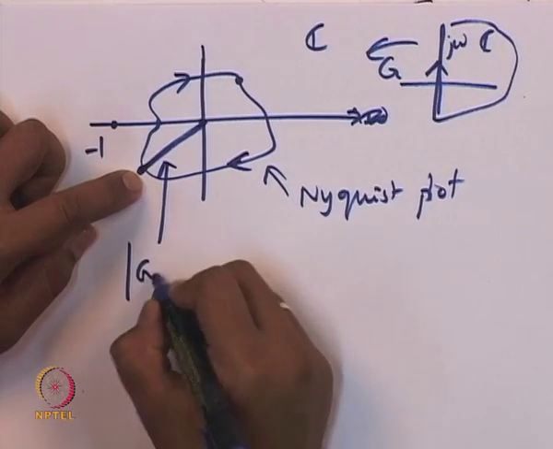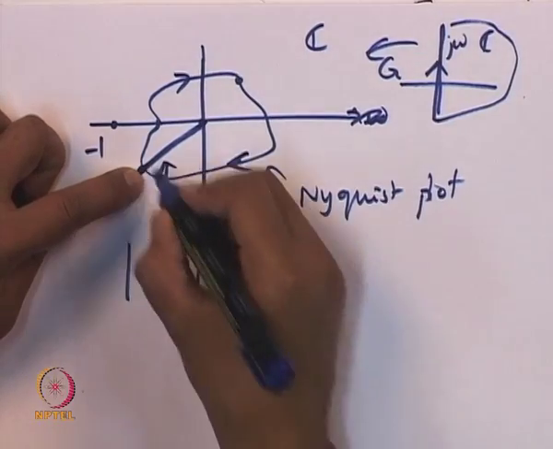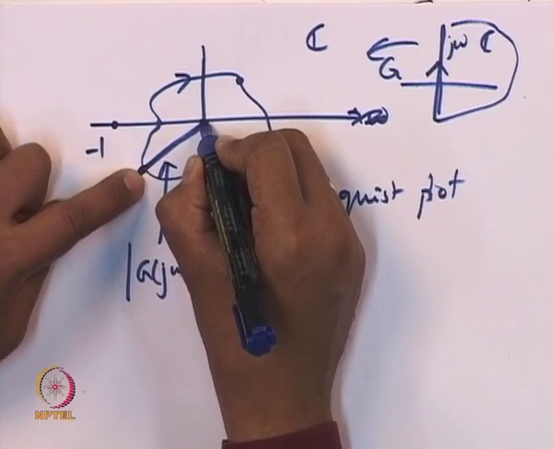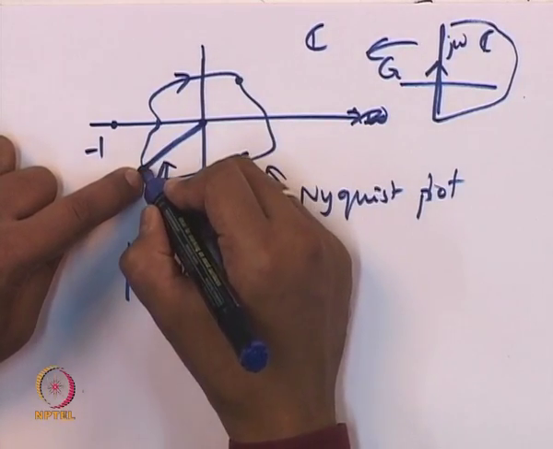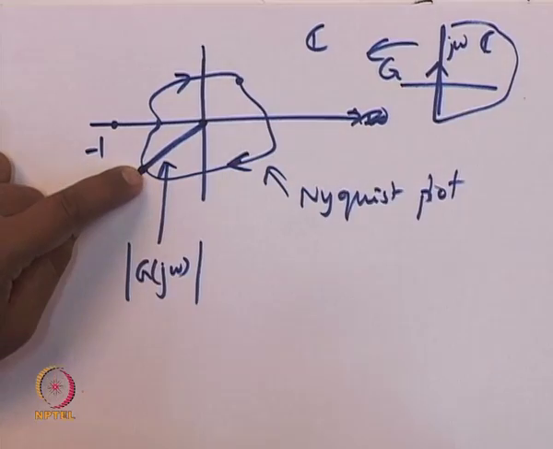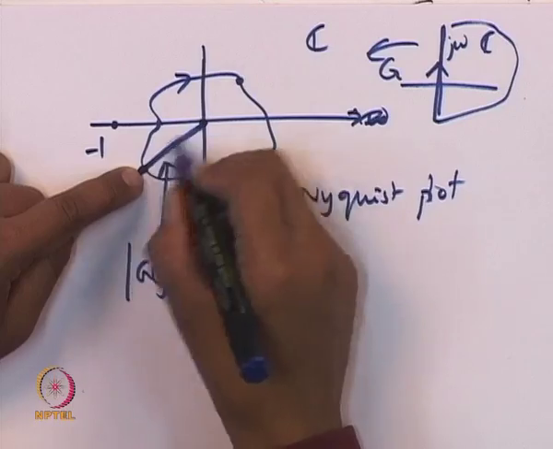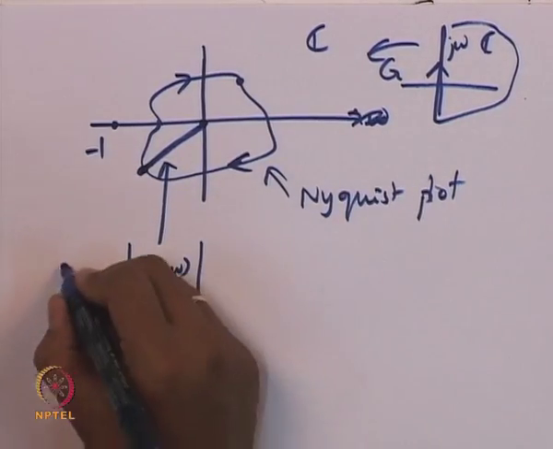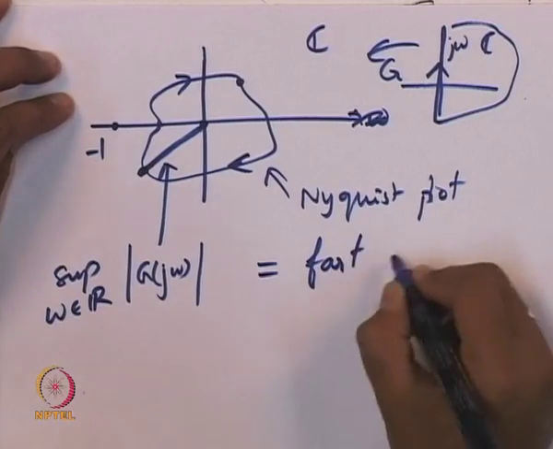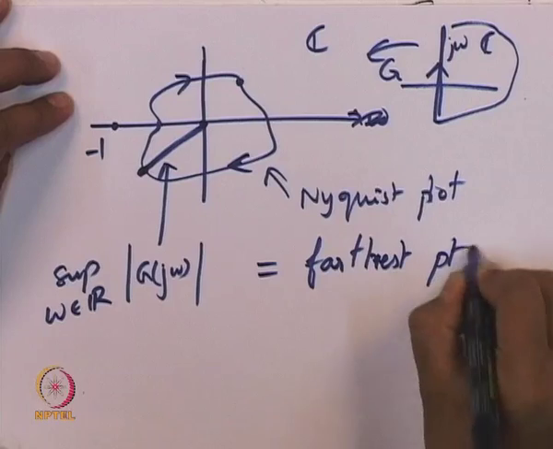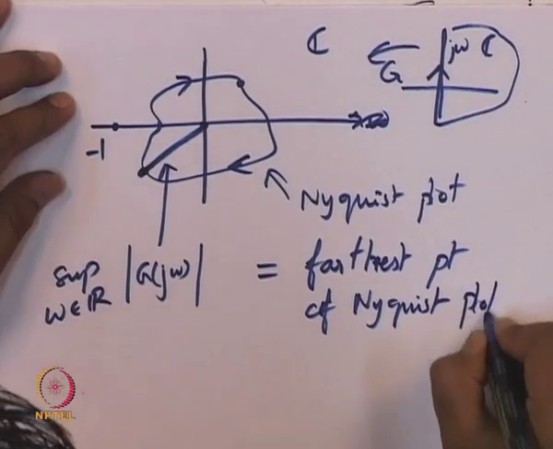This is the absolute value of G of j omega. It's just a complex number. At any omega, G of j omega is a complex number, and its absolute value is its distance from the origin. So, the supremum is nothing but the maximum distance as you traverse along the Nyquist plot, and you have never gone to infinity. This point is not gone to infinity precisely because G has no poles on the imaginary axis and also because G is proper. In that case, this contour will be a closed contour, and one can look at the peak distance from the origin. So, the supremum over all omega in R is nothing but the farthest point of the Nyquist plot. Farthest from what? Farthest from the origin.